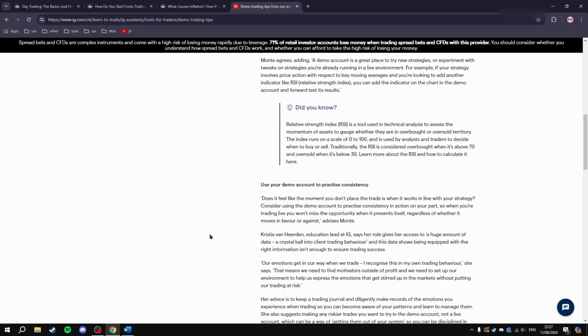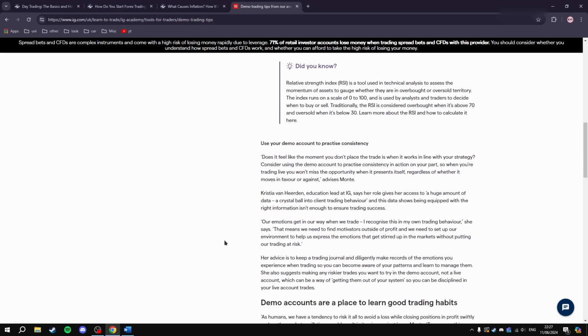Did you know the relative strength index is a tool used in technical analysis to assess the momentum of assets to gauge whether they are in overbought or oversold territory? The index runs on a scale of 0 to 100 and is used by analysts and traders to decide when to buy or sell. Traditionally, the relative strength index is considered overbought when it's above 70, and oversold when it's below 30. Learn more about the relative strength index and how to calculate it here.